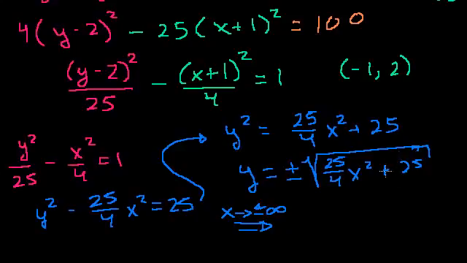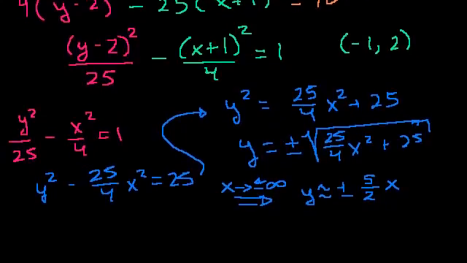So as x approaches positive or negative infinity, as we've done in the previous videos, this term starts to matter a lot less, because this term is huge. So then y is approximately equal to plus or minus the square root of just this term. And the square root of just this term is 5 halves x. So those would be our asymptotes if we were centered at 0. But of course, we're centered at negative 1, 2.